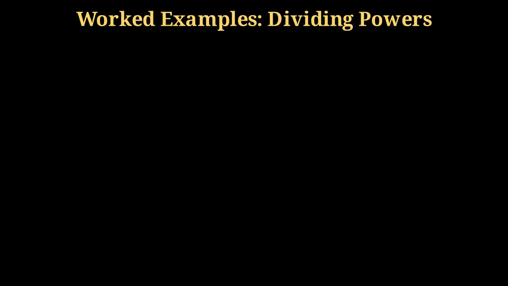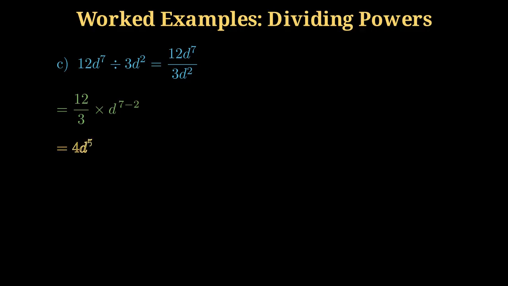And one with coefficients, just like we did for multiplication. C, simplify 12d to the power 7 divided by 3d squared. Write it as a fraction first. Deal with the pieces separately. 12 over 3 for the coefficients. And for the d's, same base, subtract the indices, 7 minus 2. 12 divided by 3 is 4. And d to the 7 minus 2 is d to the 5. 4d to the power 5. Coefficients divide normally. Indices of the same base subtract. Two separate jobs, one clean answer.